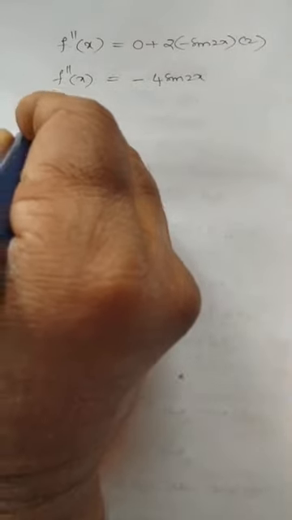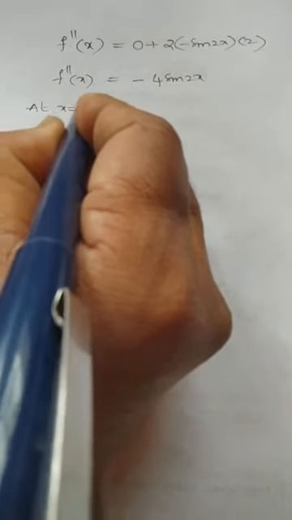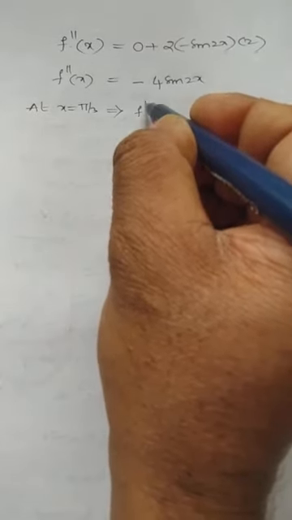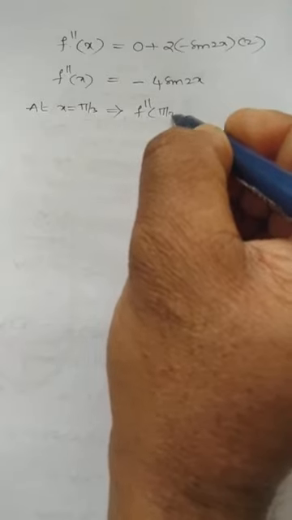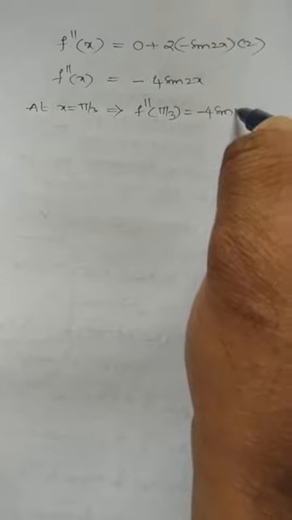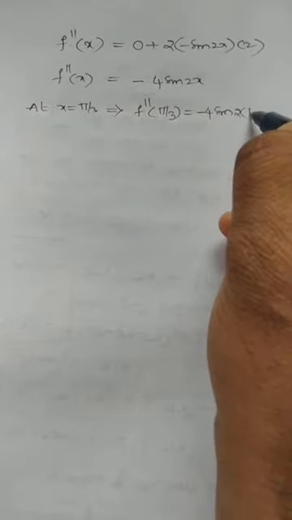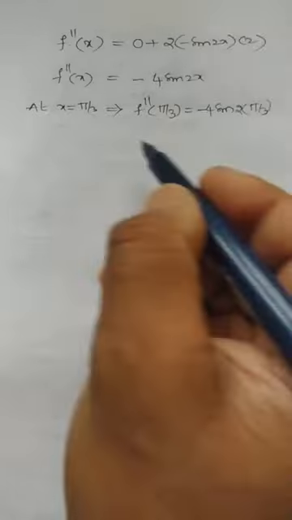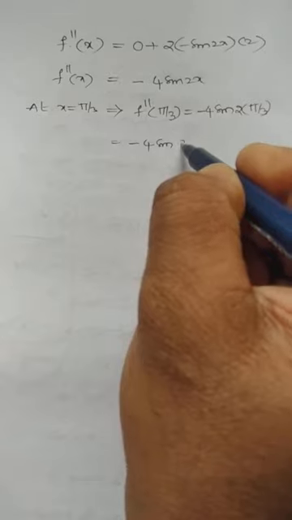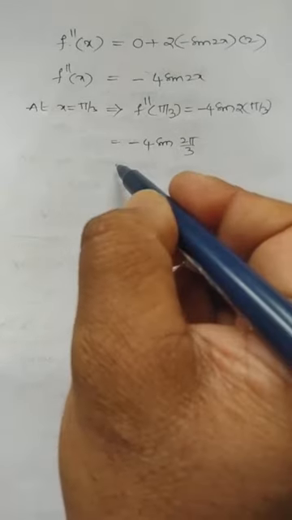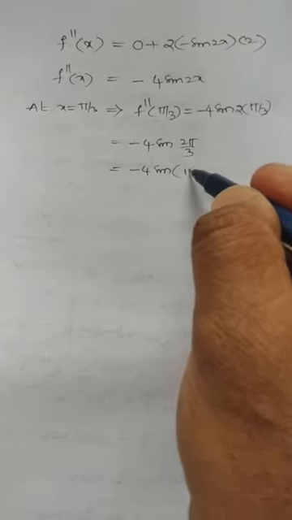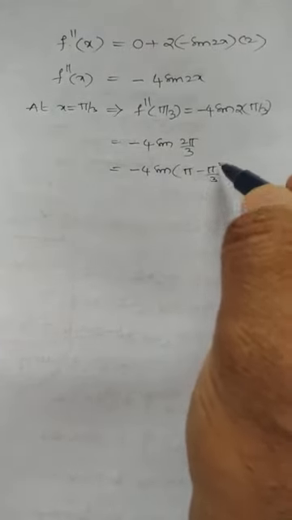At x = π/3, f''(π/3) = -4 sin(2 · π/3). So, minus 4 sin 2π/3. It can be written as -4 sin(π - π/3).